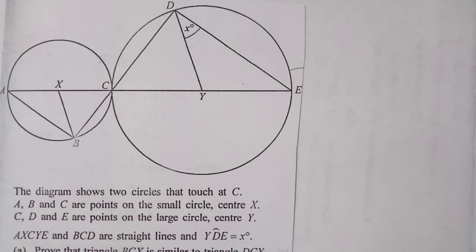The statement of the question is: the diagram shows two circles that touch at C. A, B and C are points on the small circle with center X. C, D and E are points on the large circle with center Y. AXCYE and BCD are straight lines, and YDE equals x.